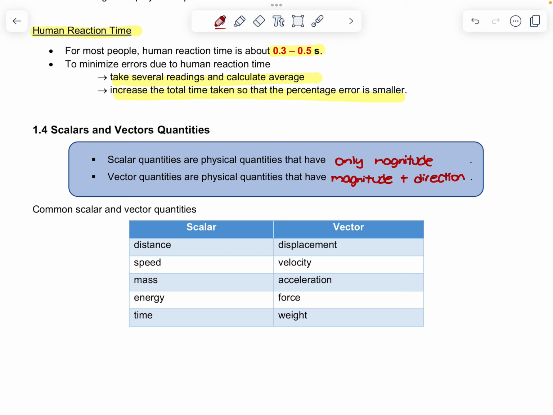Common scalar quantities are distance, SI unit meter, speed, meter per second, mass, kg, energy, joules, and time, seconds. Displacement is actually a vector quantity because it comes with direction. Velocity is meter per second, acceleration is meter per second squared, force is Newton, and weight is also in Newton.